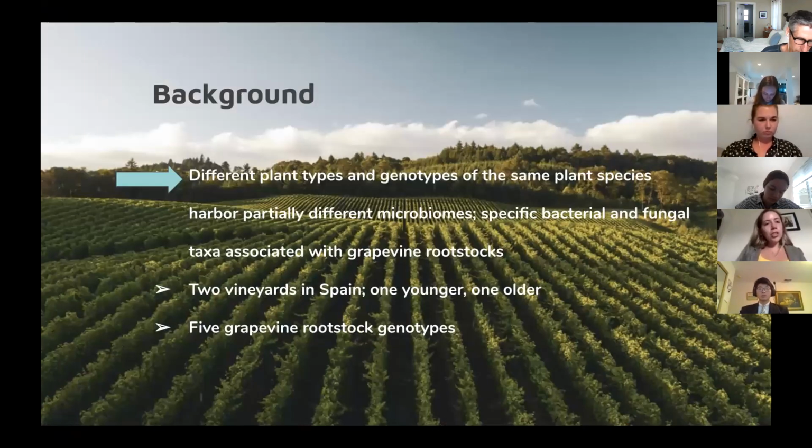Essentially, this research article was trying to see if different plant types and genotypes of the same plant species have partially different microbiomes in their rhizosphere. They were trying to see if specific bacteria and fungi were associated with different grapevine rootstocks. This study took place in Spain. They used one younger vineyard and one older, and within each vineyard, they had 5 grape stock genotypes.